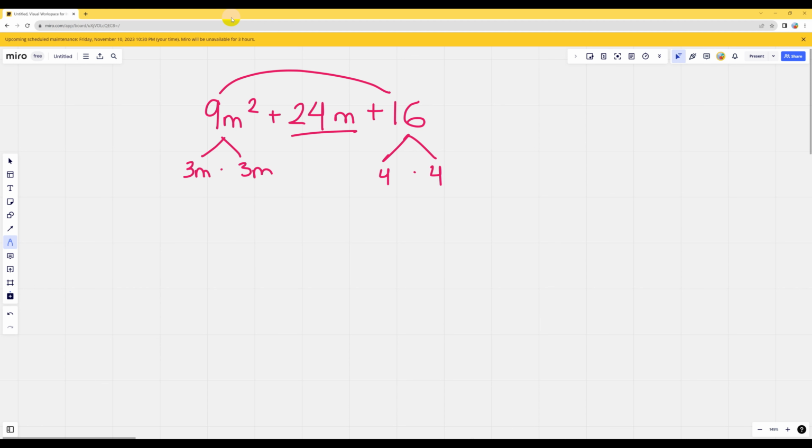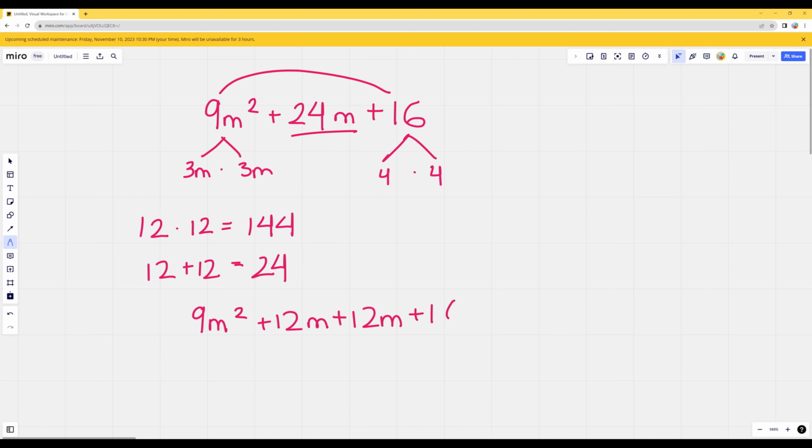We're going to begin by multiplying our first term coefficient with our last term, 9 times 16, which is 144. So our two special numbers have to multiply to 144 and add up to our middle term coefficient, 24. And actually, those two special numbers are both the number 12. So 12 times 12 is equal to 144, and 12 plus 12 is equal to 24. So now let's rewrite our expression with our middle term split into two parts. It's going to be 9m squared plus 12m plus 12m again, and plus our last term, 16.